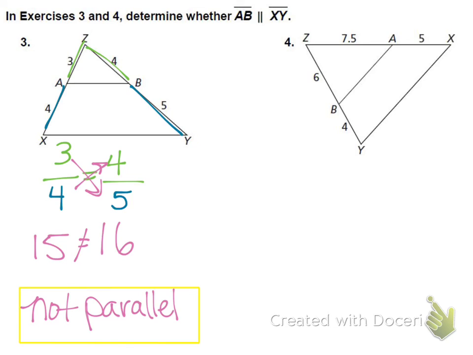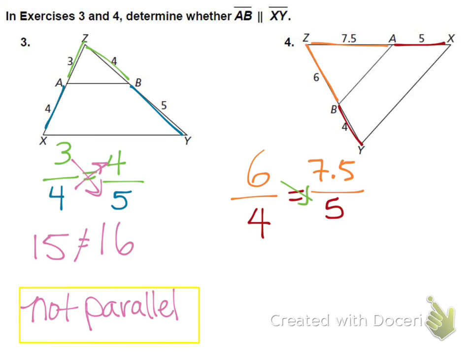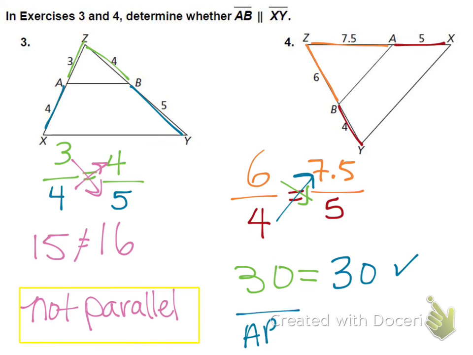Then over here we do the same thing. 6 over 4 will equal 7.5 over 5. Cross multiply, we get 30. And then what is 4 times 7.5? 30. So we're going to list them as parallel. So segment AB is parallel to segment XY.